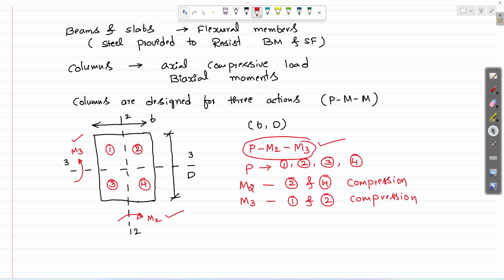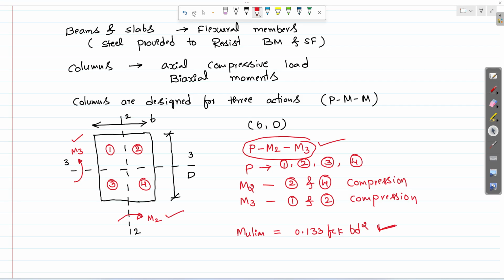So in the case of columns, calculating the capacity is not as simple as in the case of beams. In beams, you can easily calculate the capacity. You have the ready formulas: Mu limit equals 0.133 fck b d square. By using these equations, you can calculate the capacity of beams. But calculating the capacity of columns is not simple.